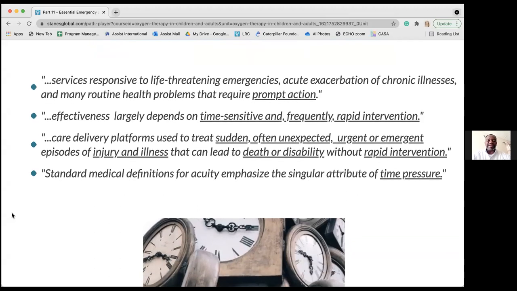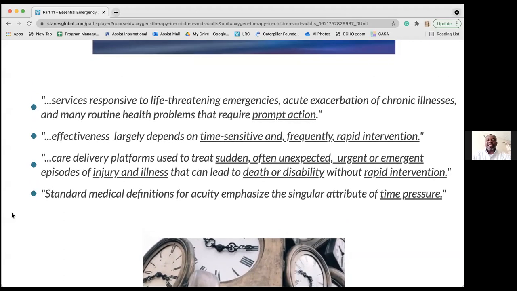There are many other medical definitions that can be attributed to acute care, but the essence is that it's care that is given at a specific time when there's a life-threatening condition, and it brings about a change in the condition of the patient.